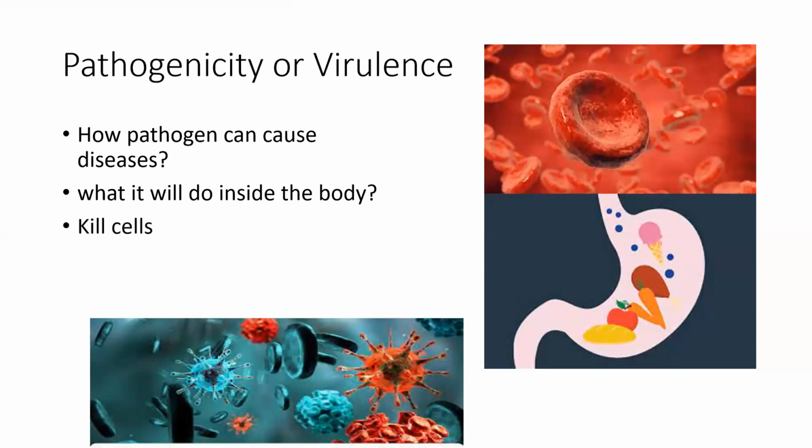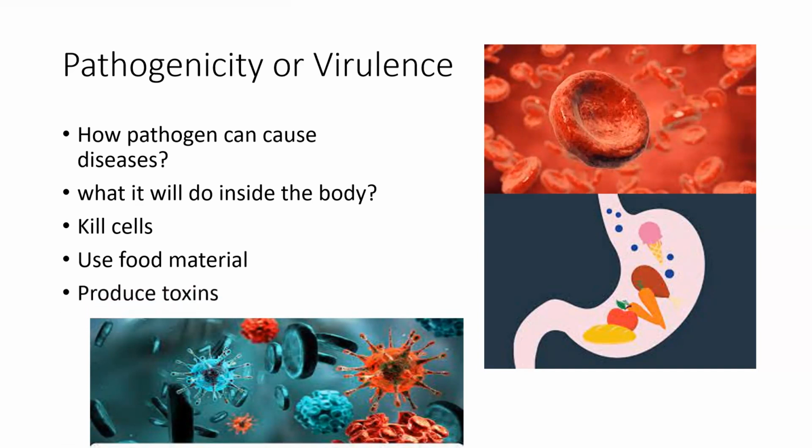First, the pathogen will start killing the cell. You can say immune cell or any cell, blood cells or organ cells. Second, what it can do? Use the food materials. For example, you are eating food, the food will be digested. That digested food is used by a tapeworm. So you are getting disease, you are feeling hungry, you are getting loose motions. That is, it will use whichever food is eaten.